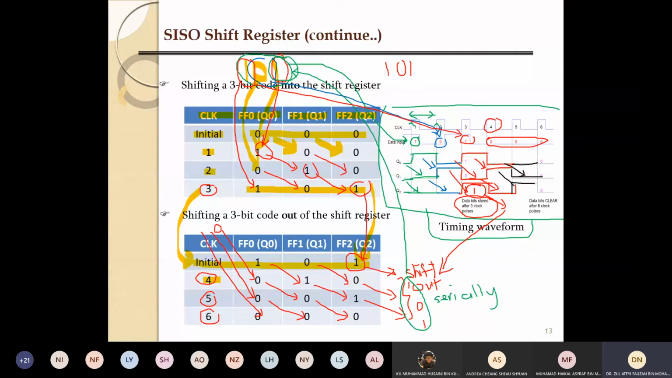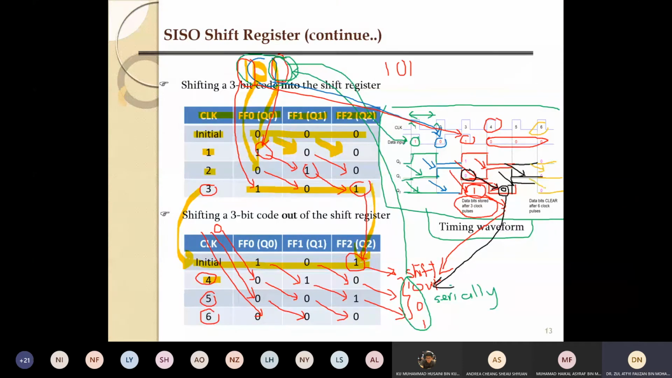Q2 will be one shift from here. So this bit is 0. Okay, the second bit, tadi dia pergi kat sini. So this input 0 is already shifted out. Okay, during the 6th clock, Q0 will be 0. Q1 will be 0 also from here.